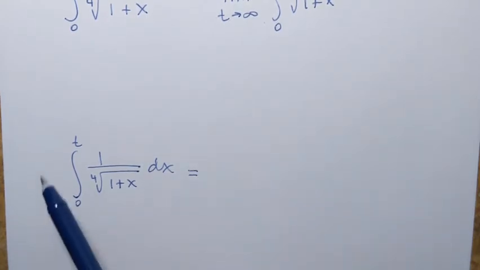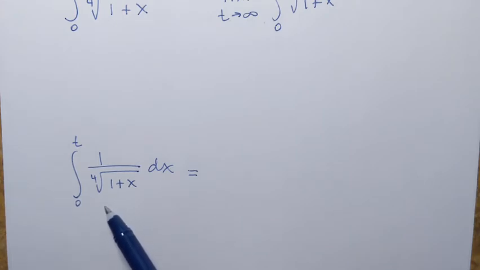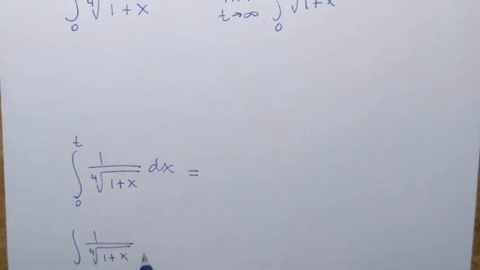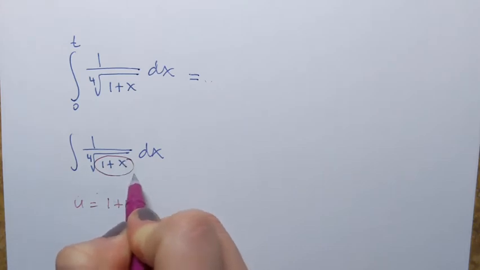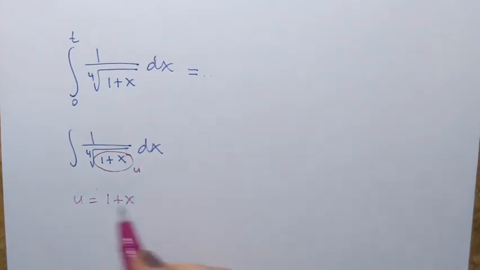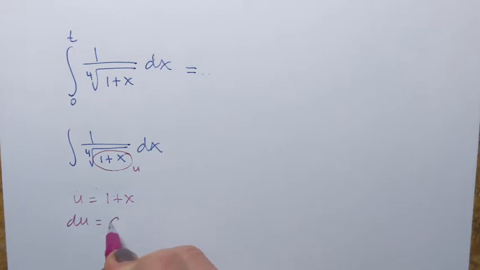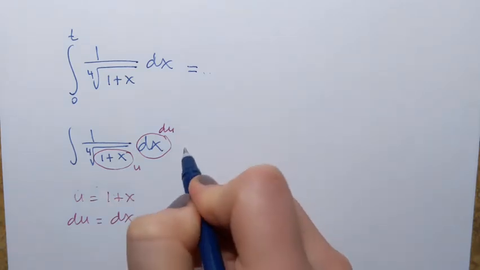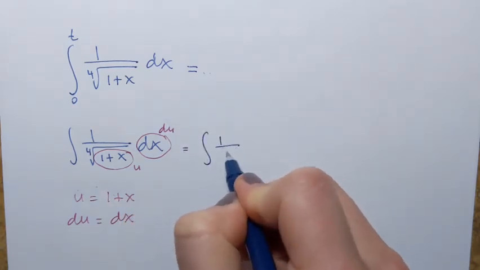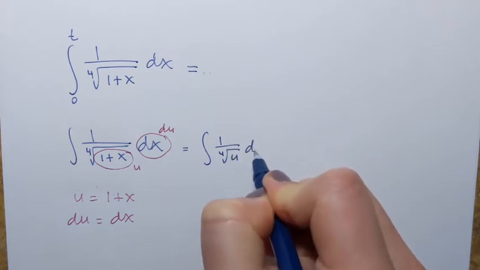equals. To evaluate this integral, looks like we'll have to use the substitution rule. Since it has limits, for now I'm going to rewrite it without the limits. I will evaluate it, apply the substitution rule, and then put everything back over here and evaluate it at 0 and t. So here's my substitution. u is 1 plus x, that's u inside the 4th root, and that means that du is simply dx. So dx I will replace with du. So I'll have the integral of 1 over the 4th root of u du.